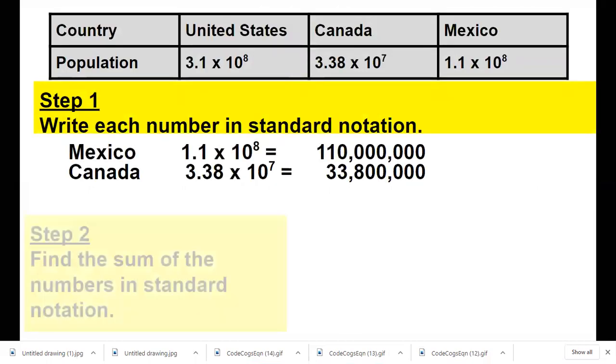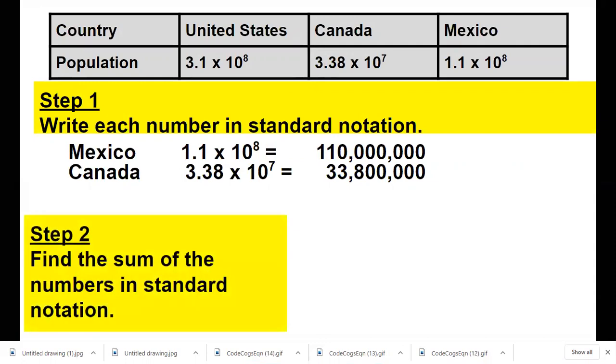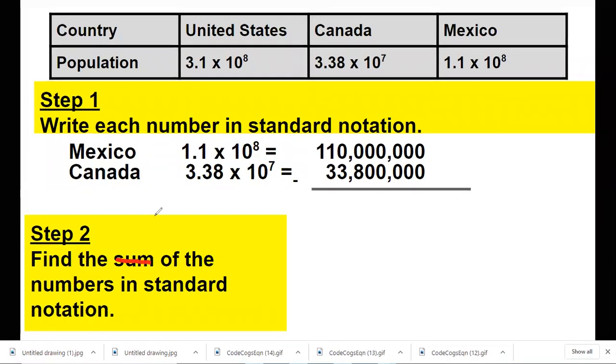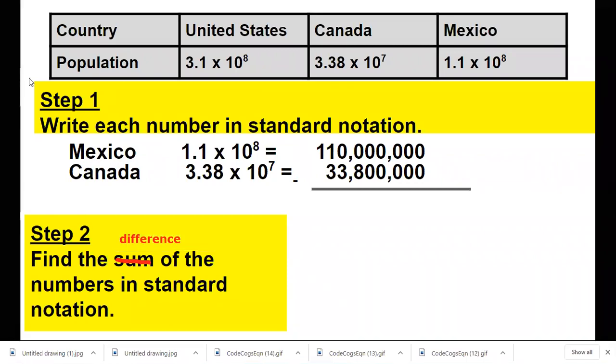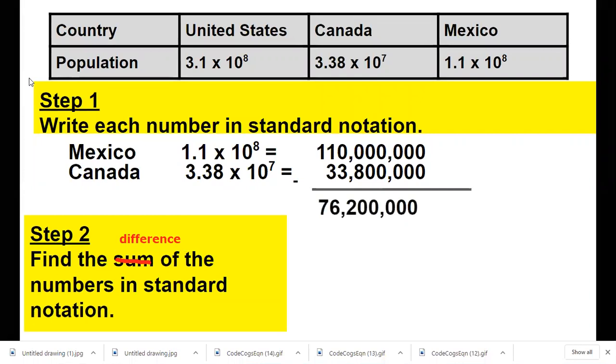So we're going to subtract. Why are we putting Mexico above? Because it's the bigger number. And we're going to find the sum of the numbers. Not the sum. We're going to find the difference. See, I forgot to change my slide. We're going to find the difference of the numbers in standard notation. So if we subtract those, we get 76,200,000. That's how many more people live in Mexico than in Canada.